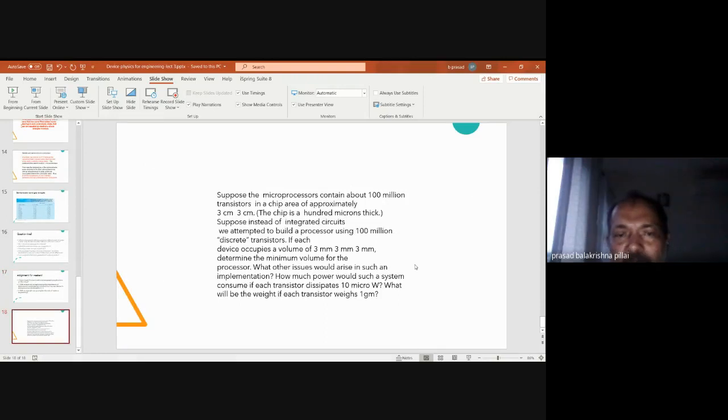There is one more thing. This is a numerical, just so that we are able to appreciate microelectronics. The question is, instead of integrated circuits, if you are using 100 million transistors for making a microprocessor, what will be the consequences? You got the question?